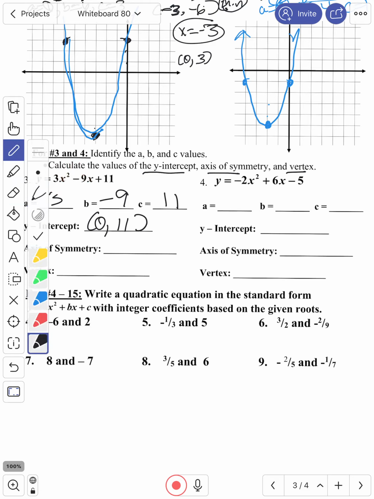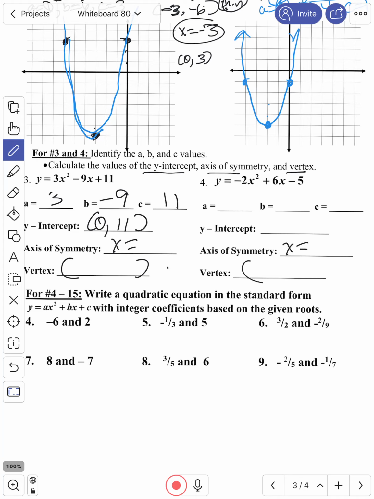These go away because they're zeros, and I get 11. And the axis of symmetry I find after I find my vertex. I'm going to find my vertex and then my axis of symmetry. These are points. Okay, so my vertex is negative b over 2a. Okay, that ends up being 9 over 6 if I carry it over here because I'm squeezing it in. So that's 9 over 6, which is 3 over 2. So my axis of symmetry is x equals 3 halves, and the front of my vertex is 3 halves.